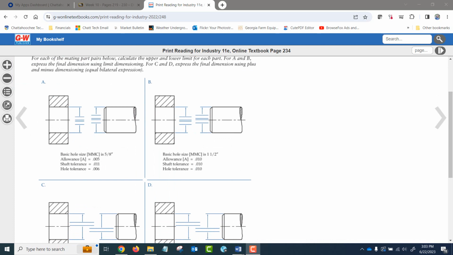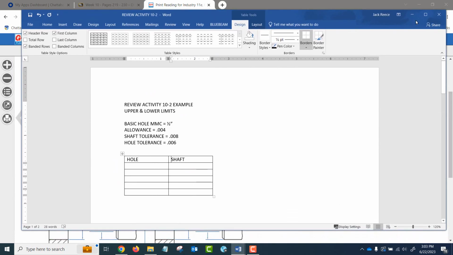Okay, and then you would write the dimension as that. So once again, I've got a handy dandy little word chart here that I'm going to work through with you. Let's look at our first example, based on a 1/2 inch shaft, an allowance of 4 thousandths, shaft tolerance of 8 thou, and a hole tolerance of 6 thou. All right, so we start out with our hole, and our most material condition, in this case, is 0.5. Okay, the tolerance for the hole is 0.006.